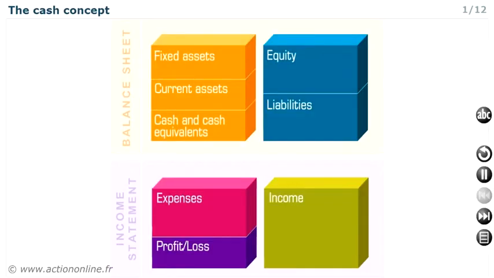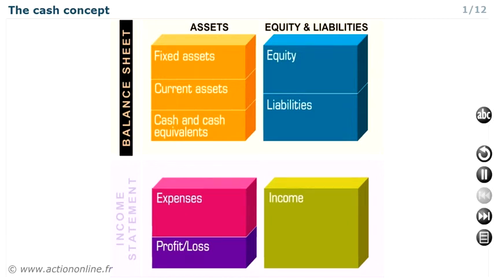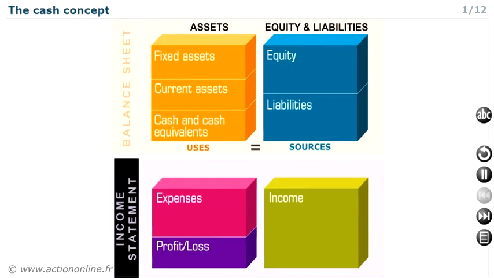Let's start this module with some reminders concerning the balance sheet and income statement. The balance sheet is made up of two sides, assets and equity and liabilities, which equal one another. The use of funds which appear under assets are equal to the sources of funds which appear under equity and liabilities.